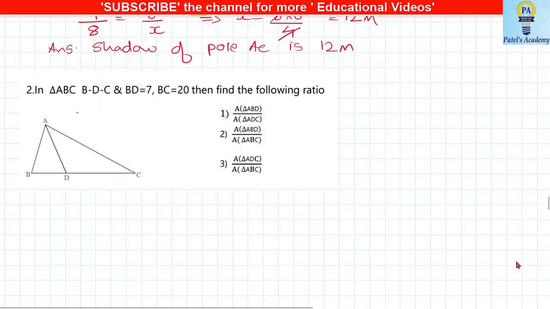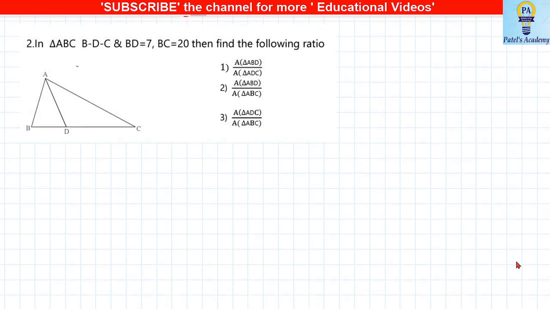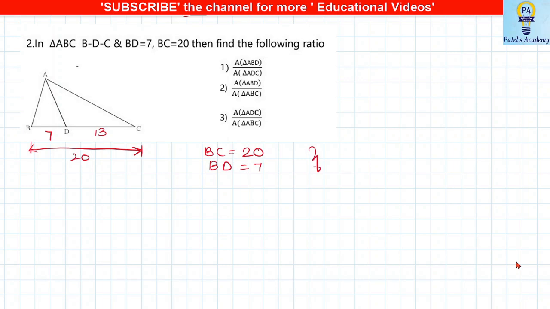Question number 2. Now they have given BD as 7, BC the total as 20. So DC is going to be 13. So that is what we have to specify first. BC is 20, BD is 7 given. Therefore DC is 20 minus 7, 13. Now we have to find out three ratios.